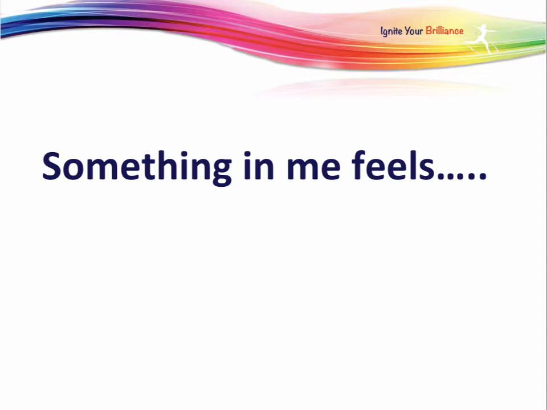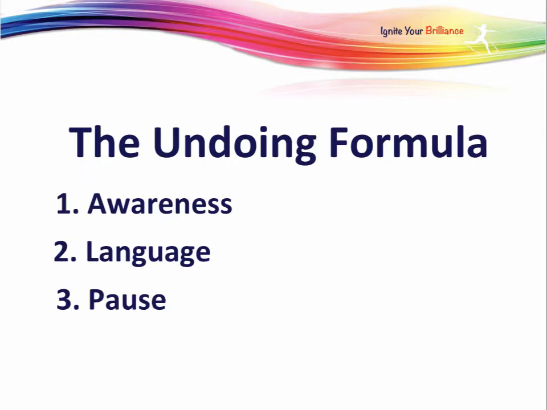When you find yourself saying, oh my goodness, I'm so stressed, practice saying, something in me feels stressed. And then seeing what else something in you feels. So the second element of the undoing formula is language. The third element is pause.